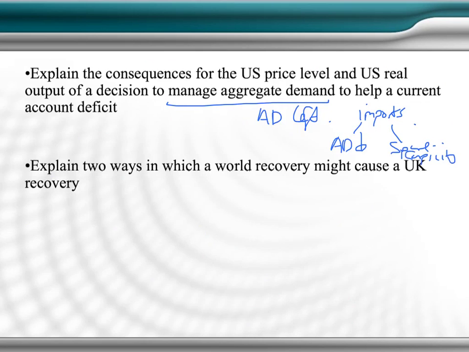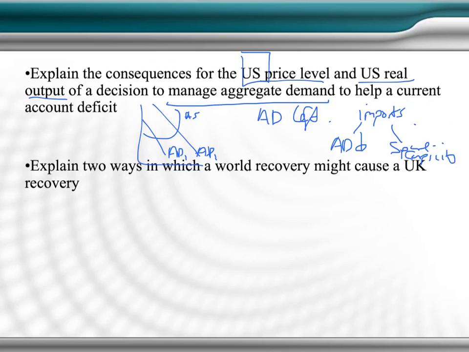Right, once you've done that, you've just got to draw your diagram with AD going to the left, and when AD goes to the left, that means the price level will go down and real output will also go down. Now I've just talked about the whole thing for the UK, sorry. The question was about the US, but it's the exact same answer, just don't put UK, put US.